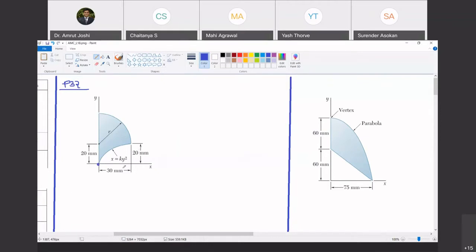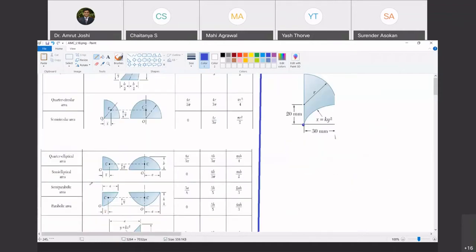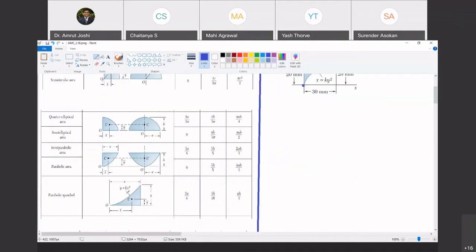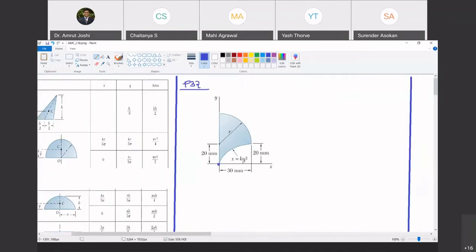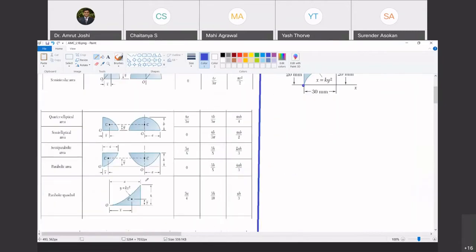This figure consists of two things. One is... Sir, I guess it has two quarters. No, one is this quarter circle and this is a parabola. Do you agree with me? So if you look here, y is equal to kx square, this is how its equation is given. Here it is slightly different, x is equal to ky square, but in sense it is a parabola. Do you agree with me? Yes, sir. Okay.